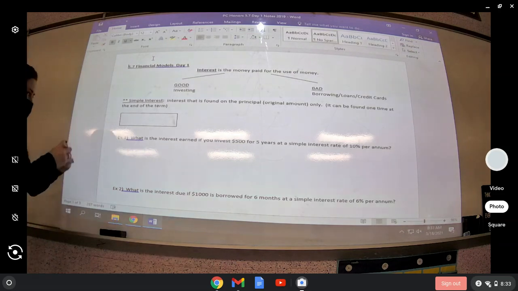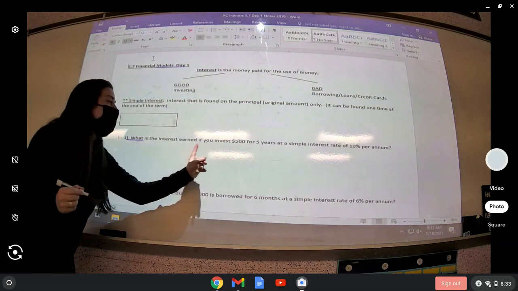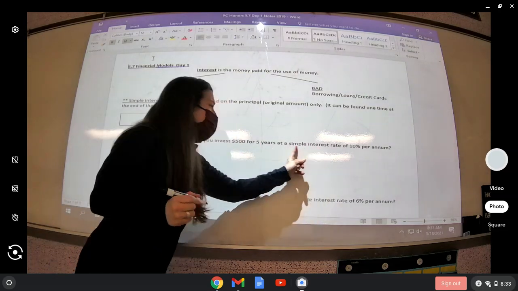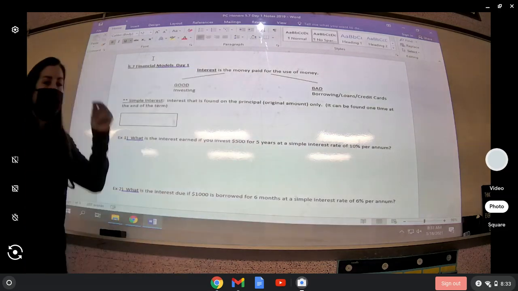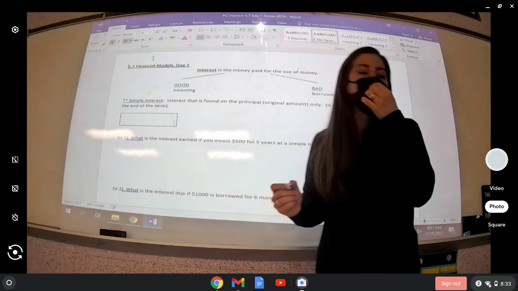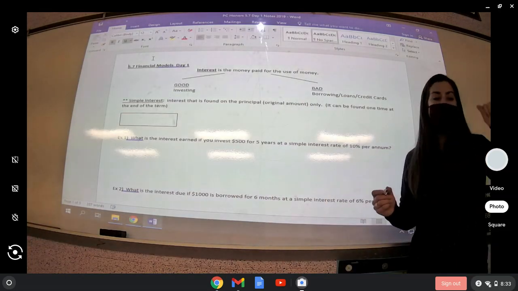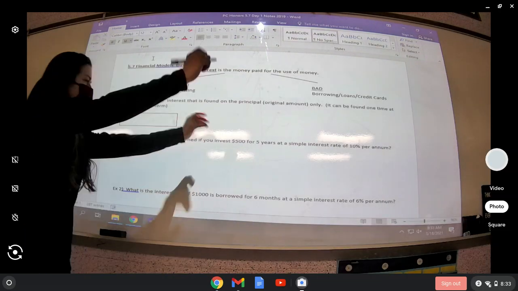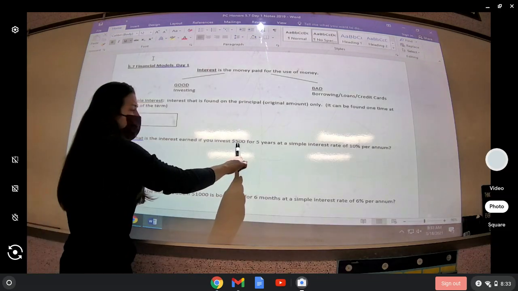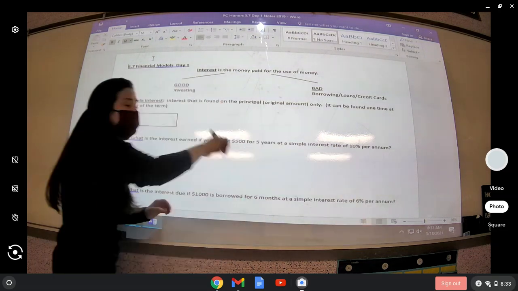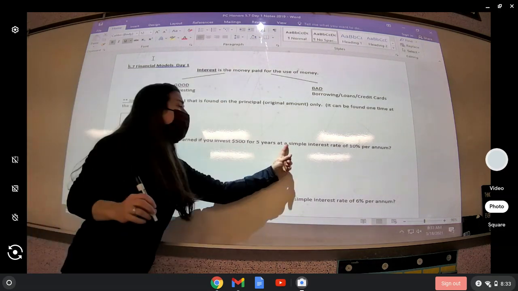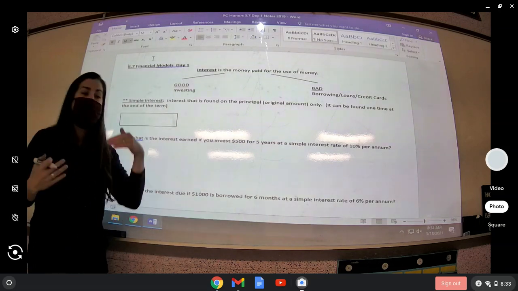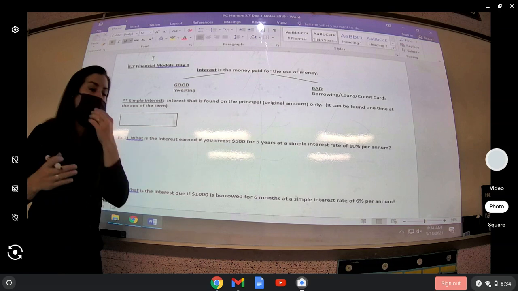So before I give you the formula, what is the interest earned if you invest $500 for 5 years at a simple interest rate of 10% per annum? And most of your interest rates are per annum. That's the amount of interest per year that you can earn, all right? So guys, think about this. They're going to take your $500 and they're willing to give you 10% of it each year for 5 years. But with simple interest, they are not going to take that interest and add it in until after the 5 years.